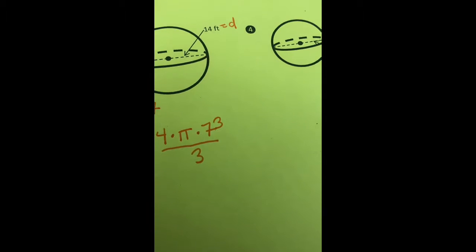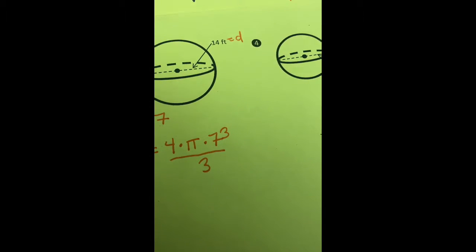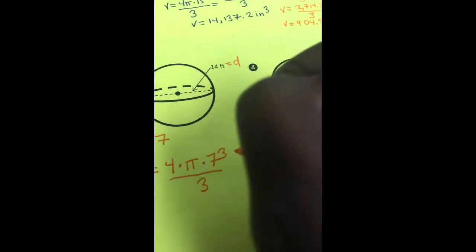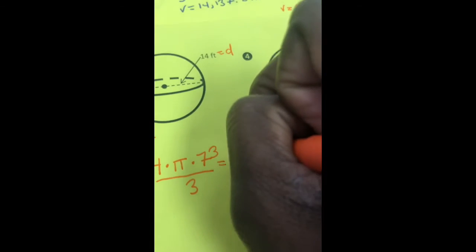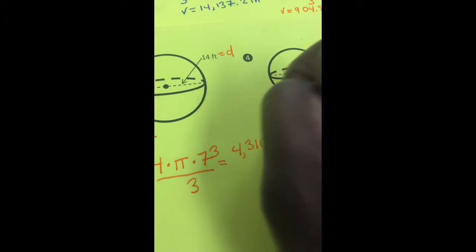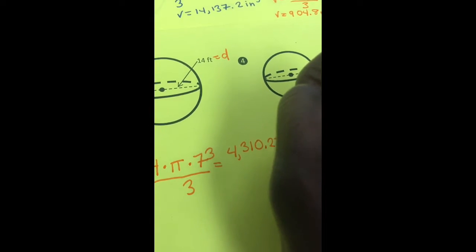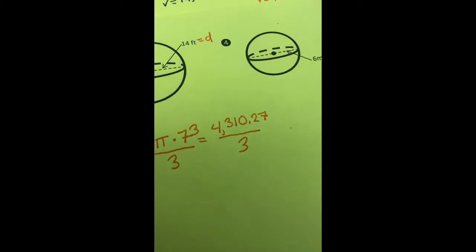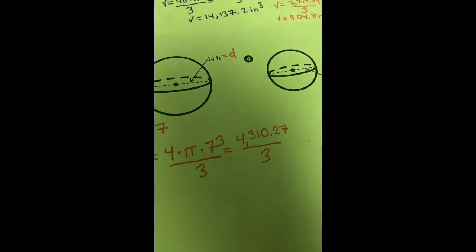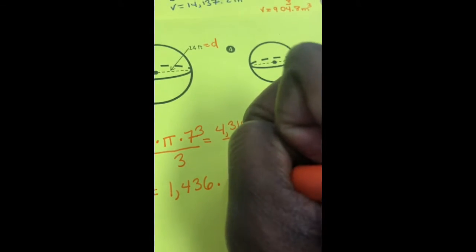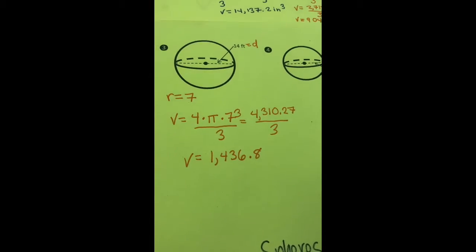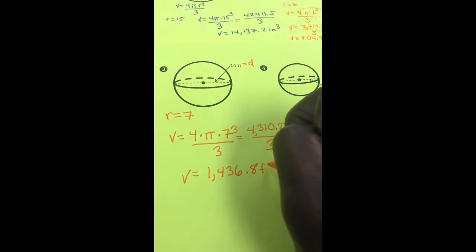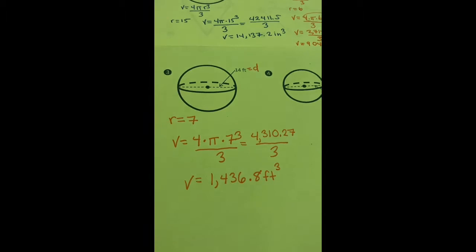So you put that in your calculator, 4 times pi times 7 to the 3rd power, and you should get 4,310.27. Then we divide all of that by 3. And your volume comes out to be 1,436.8 because we have to round it to the nearest tenth. And then that is going to be feet cubed.